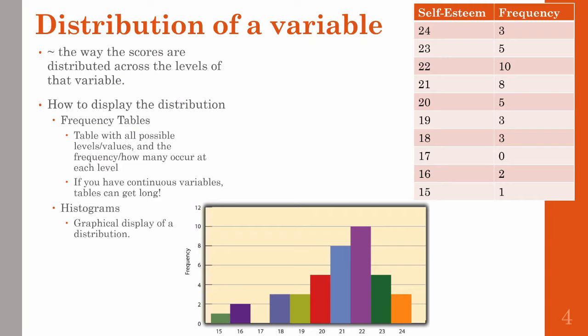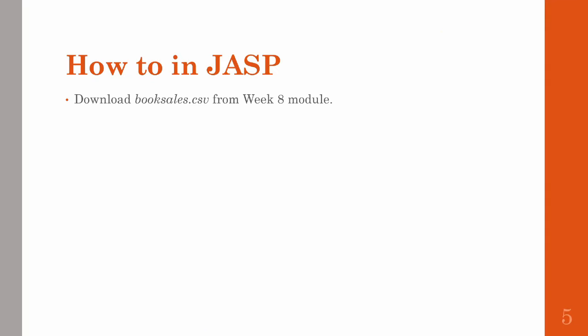The next way you can display a distribution would be to plot a histogram. This is a graphical way to display the distribution. It's showing the same values that the frequency table shows, but in picture format. So on the x-axis, we have the different levels or values of self-esteem, and on the y-axis, it shows the frequency, or how many at each value. Histograms are a little easier on the eyes, and I think it's an easier way to show the distribution of a certain variable.